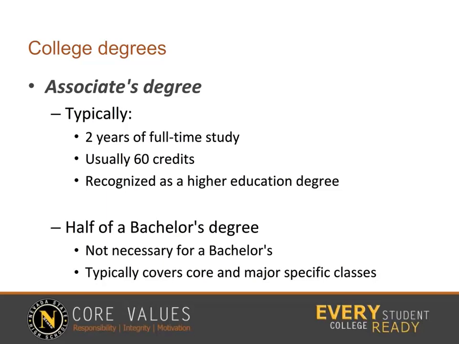A typical associate's degree will take 2 years of full-time study. Full-time study includes 2 semesters a year with at least 15 credits being earned each semester for a total of 60 credits on average without remedial courses. An associate's degree is recognized as a higher education degree. It is not necessary to obtain an associate's degree before a bachelor's degree, but a well-planned student at NSHS may find that they have most of, if not all of the requirements of an associate's degree when graduating from NSHS. Click to the next slide when you are ready.